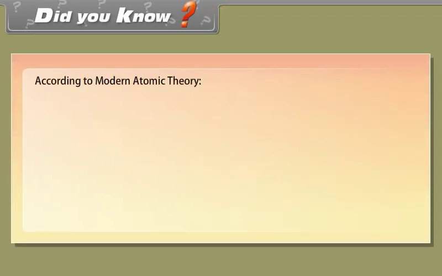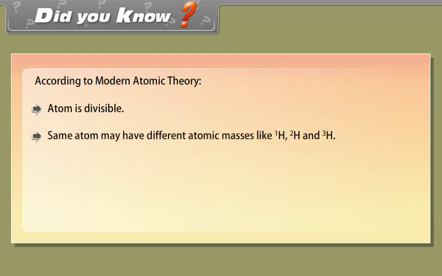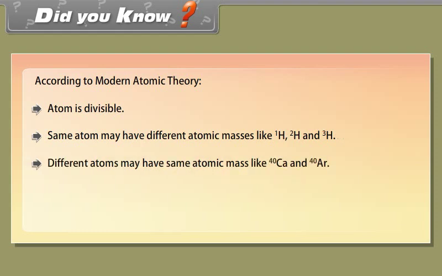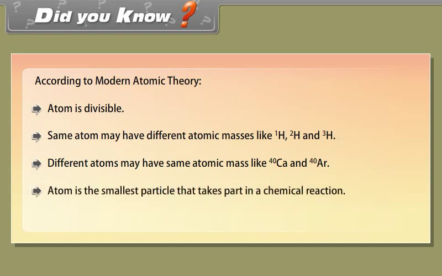Did you know, according to modern atomic theory, atom is divisible? Same atom may have different atomic masses like 1H, 2H, and 3H. Different atoms may have same atomic mass like 40Ca and 40Ar. Atom is the smallest particle that takes part in a chemical reaction. The mass of an atom can be changed into energy.